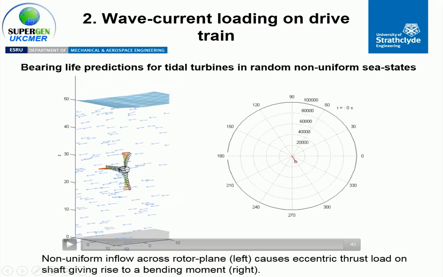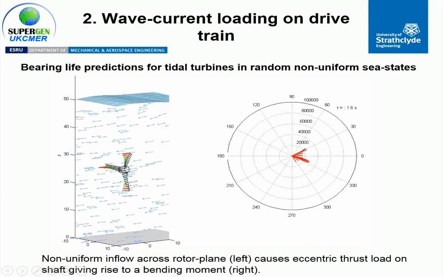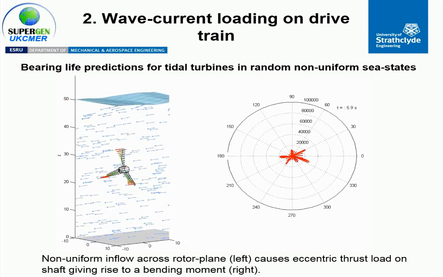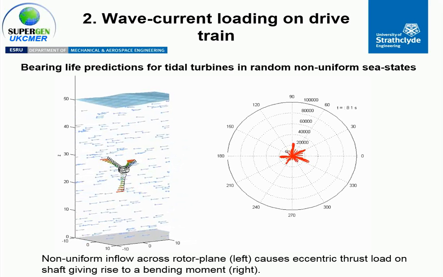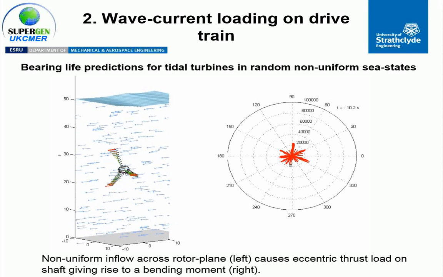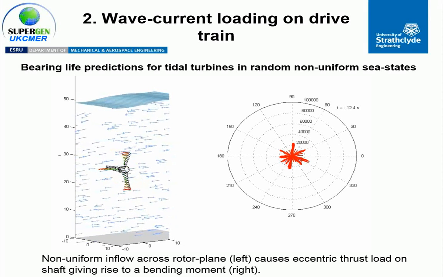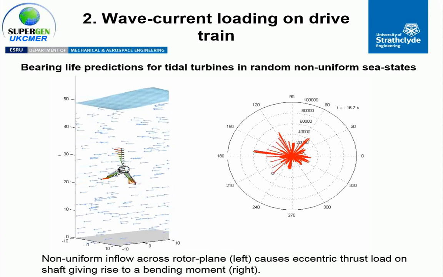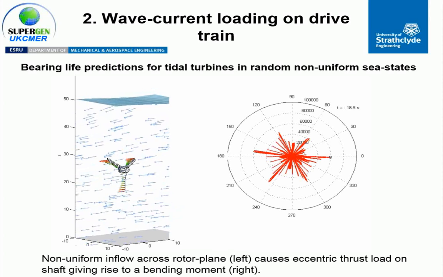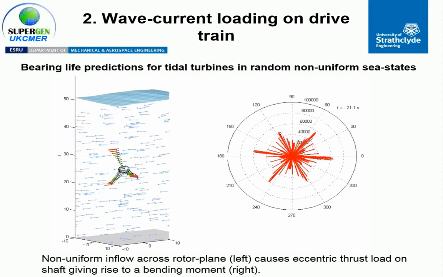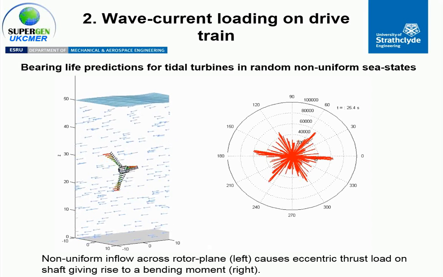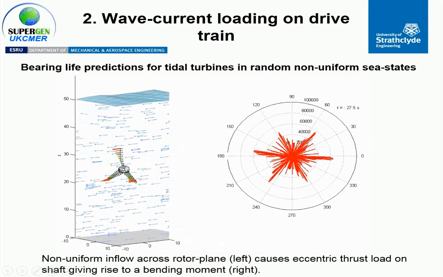So just to demonstrate that, I've got a few animations. On the left-hand side here is showing a random sea state with current, and you can see the turbine operating there. Then on the right-hand side, what we're seeing is the resultant bending moment on the drive shaft from the contributions from the three blades. And this is then showing the magnitude and direction varying through time. And you can see there's a significant variation. And this, of course, you can imagine will probably affect the bearing life particularly.